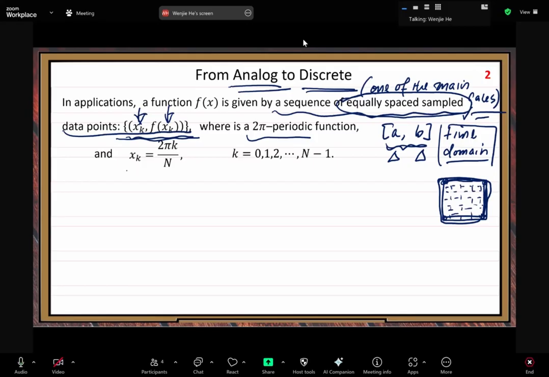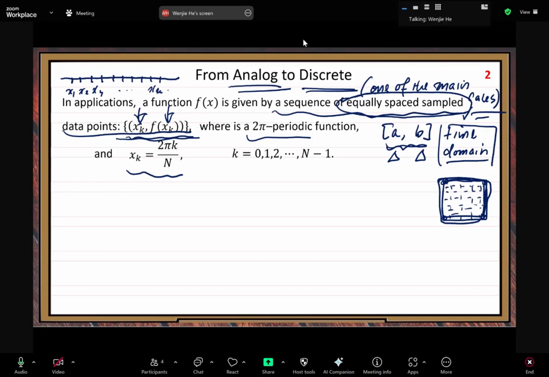So then, representation, XK. So we define, XK represents the locations, right? The X-axis. We do equally spaced sampling. X1, X2, X3, and so on. XK.